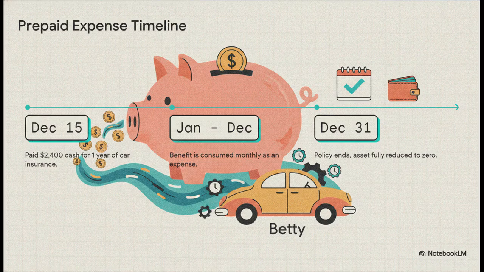Now, if we were just doing lazy cash accounting and logged that as a massive expense right there in December, your December profits would look absolutely terrible. It would look like you had the worst month ever. But hold on a second. We haven't actually consumed any of that insurance yet, right? The true reality of the situation is that the benefit of driving Betty safely around town will be consumed slowly, month by month, from January 1st all the way to December 31st of the following year.